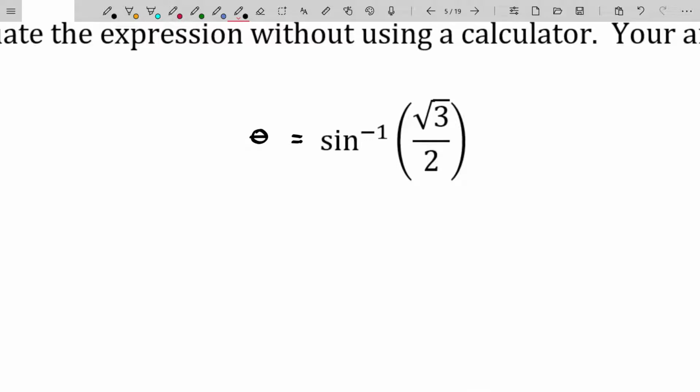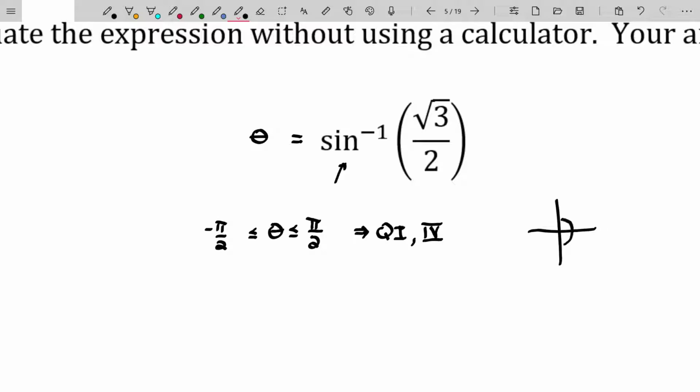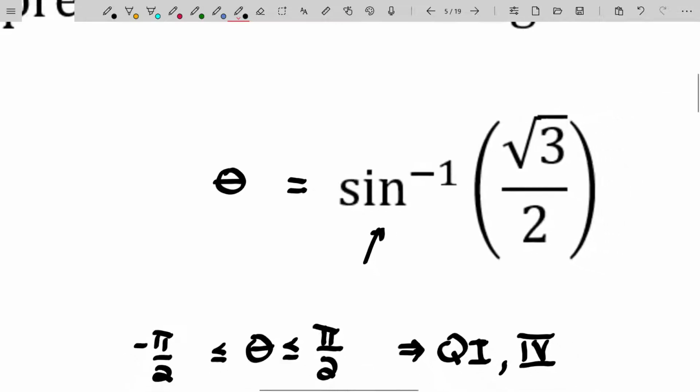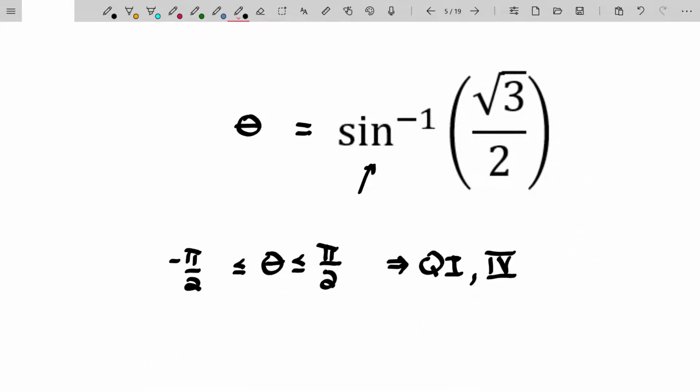Well, I know that since we're dealing with the sine inverse, theta must be between -π/2 and +π/2. That is, it's going to be in quadrant 1 or quadrant 4. And you could see that if you drew out your quadrants, -π/2 to π/2 is quadrants 4 and 1. You don't have to draw that, I'm just drawing that. So those are the first two steps, very fast. Just let theta equal the inverse trig function. State the restrictions on theta.